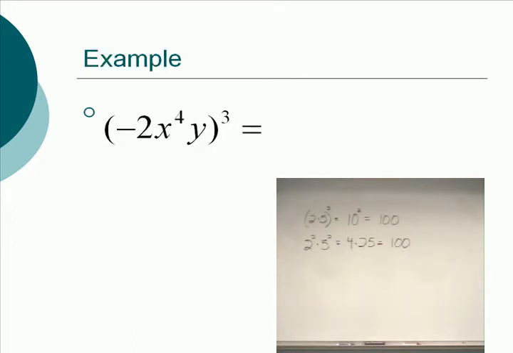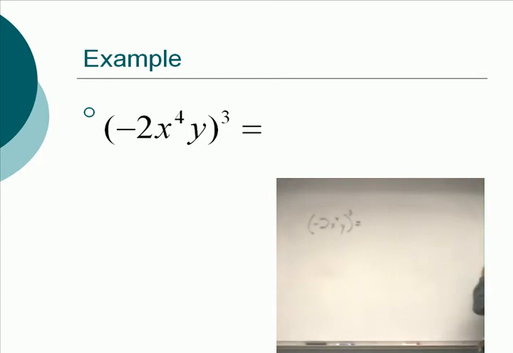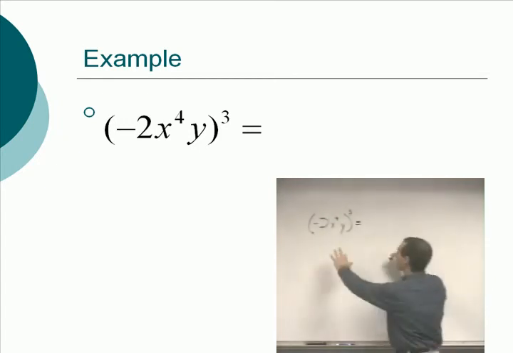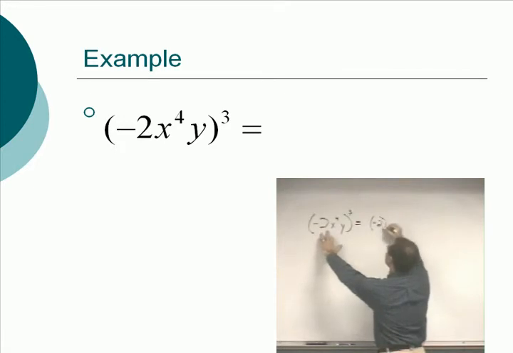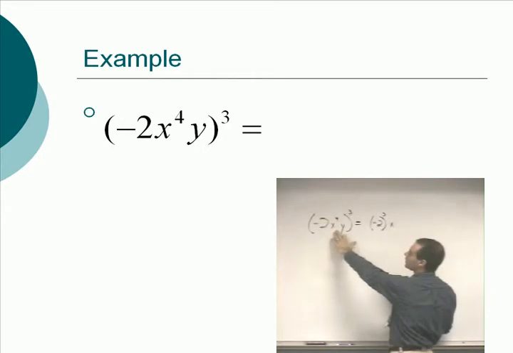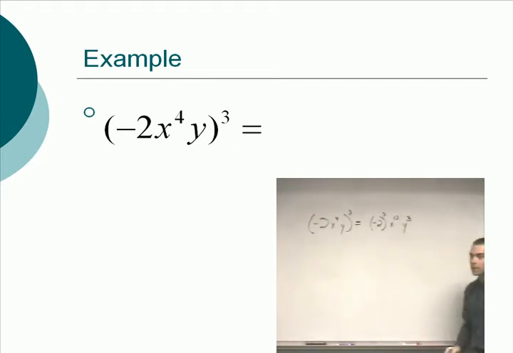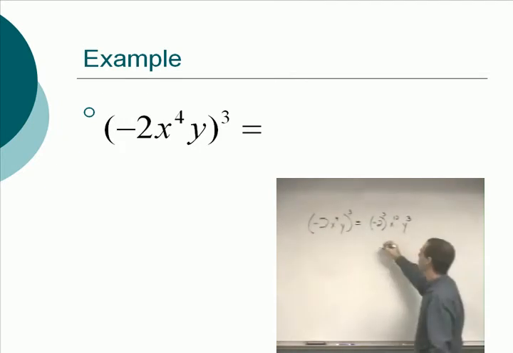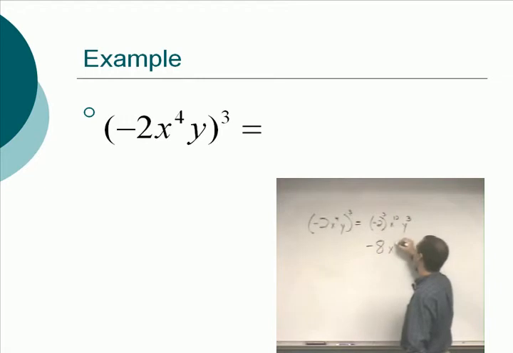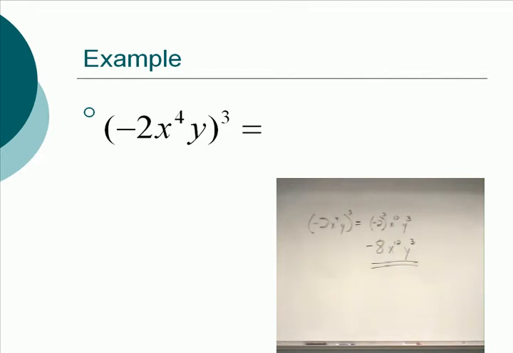But let's take a look at another one. Negative 2x to the fourth y, the whole quantity cubed. Well, we're going to raise everything to the third power. So first of all, the negative 2. Make sure to put that in parentheses so that the negative sign sticks with the 2. Negative 2 to the third. Now that's going to become x to what power? 12. And y to the third. But now, what's negative 2 to the third power? Negative 8. Negative 2 times negative 2 times negative 2 is negative 8. x to the 12th, y to the third. And that is our simplified.